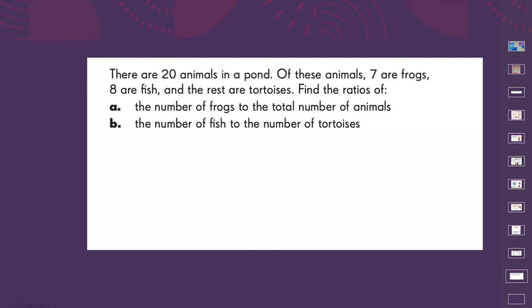All right, why don't you try this one? It says there are 20 animals in a pond. Of these animals, 7 are frogs, 8 are fish, and the rest are tortoises. Find the ratio of A, the number of frogs to the total number of animals, and B, the number of fish to the number of tortoises. Why don't you find those ratios, pause the video while you do so, and then check back to check in on your thinking.